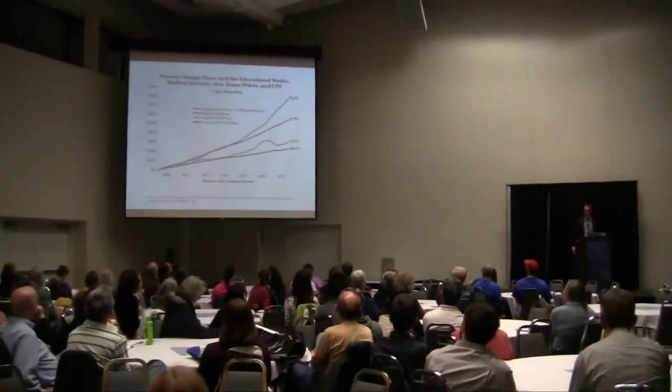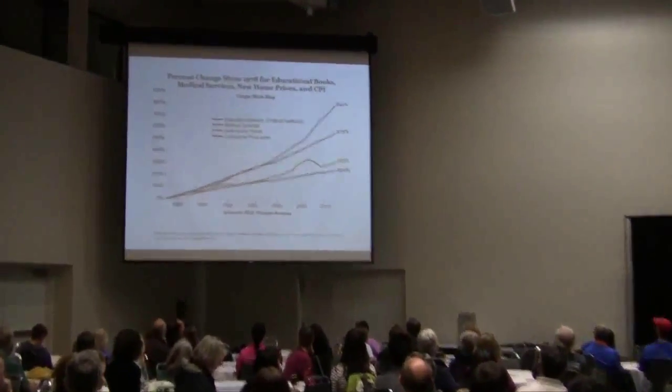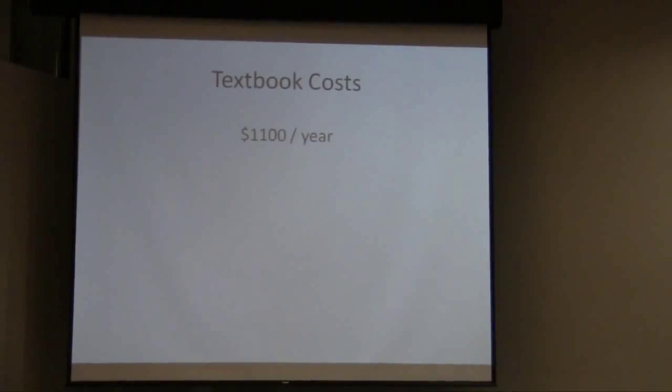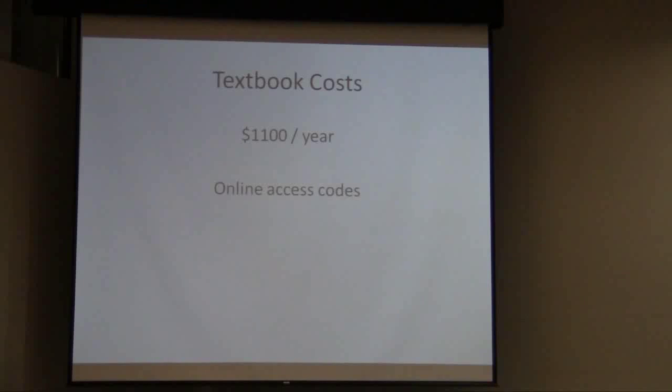So why are we talking about this? We all know how expensive textbooks are. Textbook prices have been increasing much faster than inflation. The top one there is the book textbooks. The bottom one is the CPI. Students are spending an average of $1,100 a year on textbooks. That's about 25% of tuition at my school. Additionally, online homework access codes force students to buy new books or pay a cost that basically makes it as if they're buying a new book.